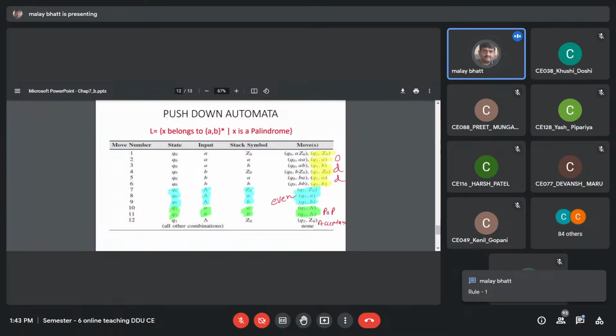We have two different moves in rule 1. Can anyone explain in the chat window what is rule 1? It is a general palindrome. That means it can be odd length, it can be even length. Right, we are pushing A on the stack and we are ignoring the first A. So this rule is useful for odd length palindrome or even length palindrome. Ignore A. Ignore A rule will be for odd length palindrome, it will be for the even length palindrome.